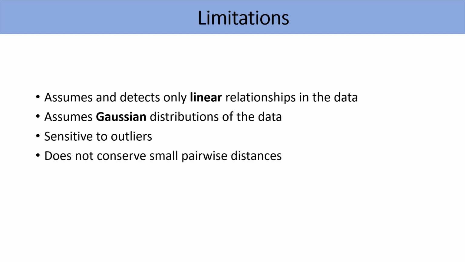To conclude, I will talk about the main limitations of this approach. First, it assumes and detects linear relationships in the data. Secondly, it assumes Gaussian distributions of the data. Next, it is quite sensitive to outliers that can lead to disruptive principal components. Therefore, if some outliers are found, it could be useful to exclude them and repeat the analysis. Finally, PCA does not conserve small pairwise distances when going from the original space to the principal component space.